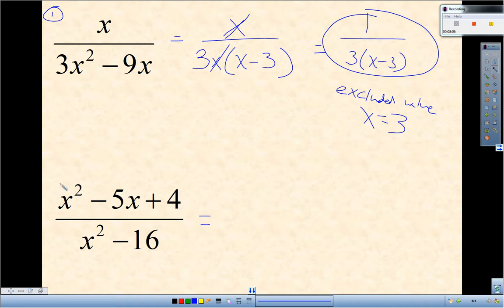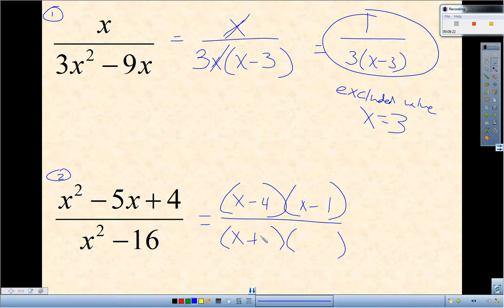Alright, for the next one, if I notice my trinomial in the numerator, I'm going to factor that into x minus 4 and x minus 1, because a negative 4 times a negative 1 is a positive 4, and a negative 4 minus 1 is a negative 5. In the denominator, that's a difference of 2 squares. The square root of 16 is 4, so I'm going to have x plus 4 and x minus 4. Notice I can cross out the common factors. That'll leave me x minus 1 over x plus 4.